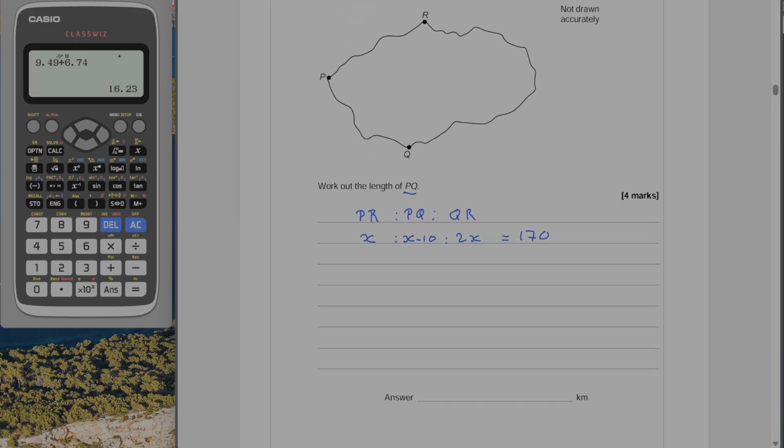So what I'm going to do then is add these 3 values together. That would be X plus 2X, that would be 4X, minus 10 is equal to 170. So I'm then going to add 10 on both sides, so 4x is equal to 180. So x is equal to 45. Right, however, it asks for PQ, and I've worked out PR. So PQ is 10 less, so PQ would be 35.